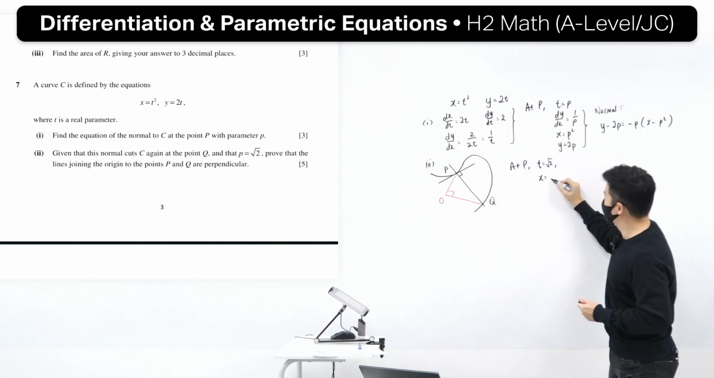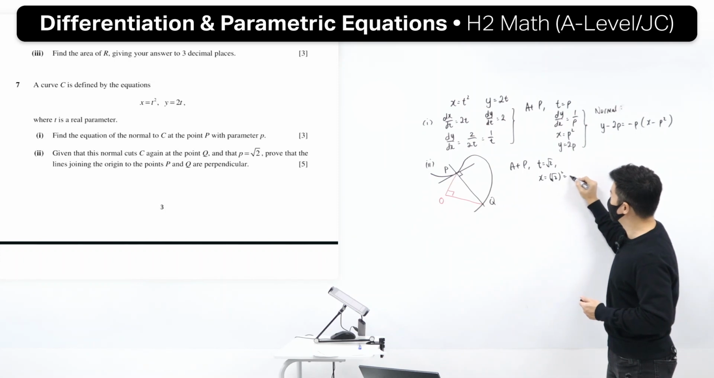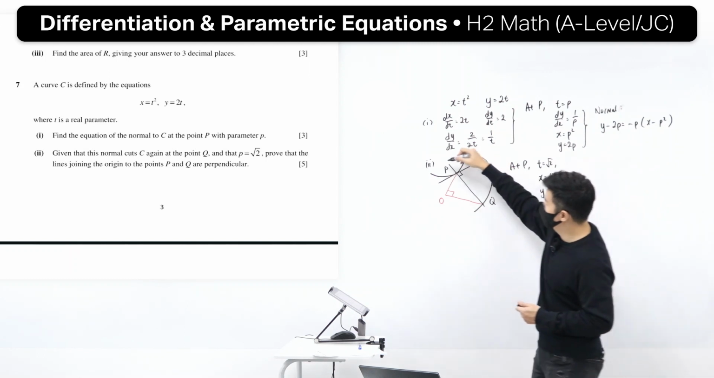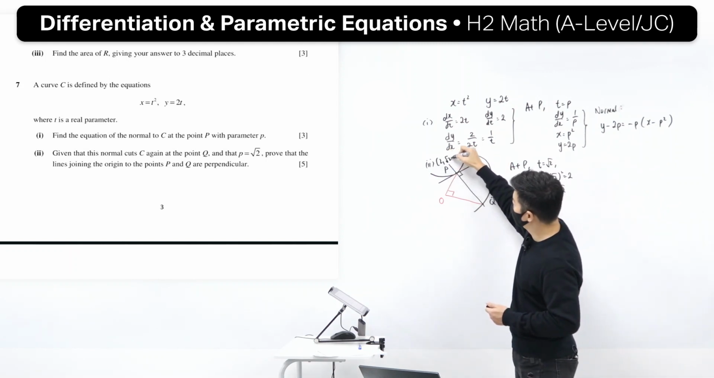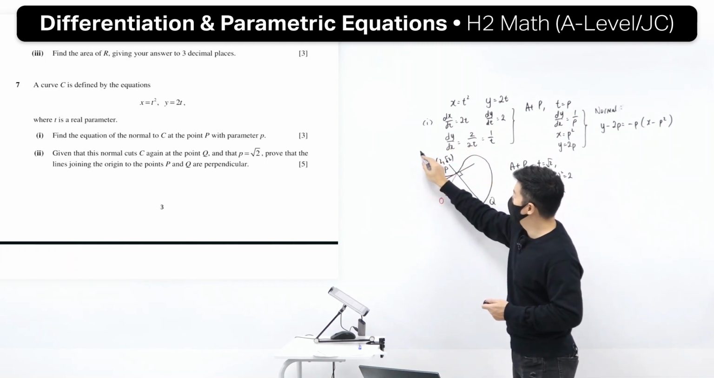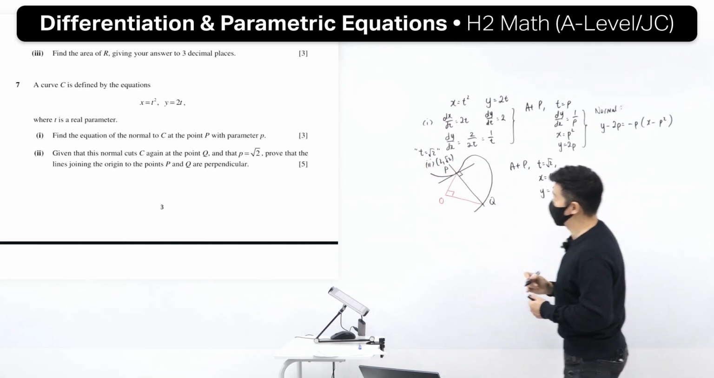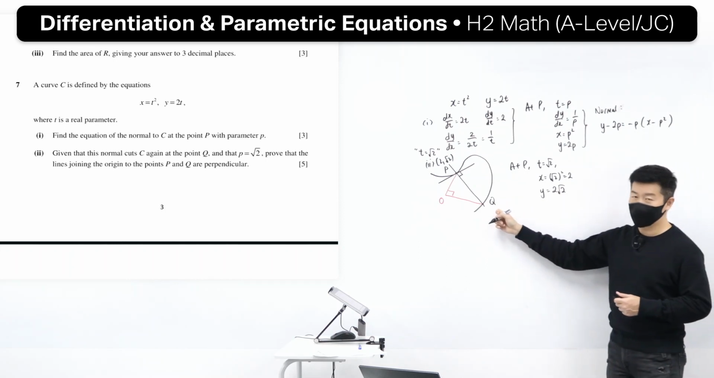The x coordinate is going to be square root of 2 squared. This is equal to 2. The y coordinate is going to be 2 square root of 2. So point P here is (2, 2 square root of 2), and point P here is when t is equal to square root of 2. This is given to me by the question. I need to find something about Q.